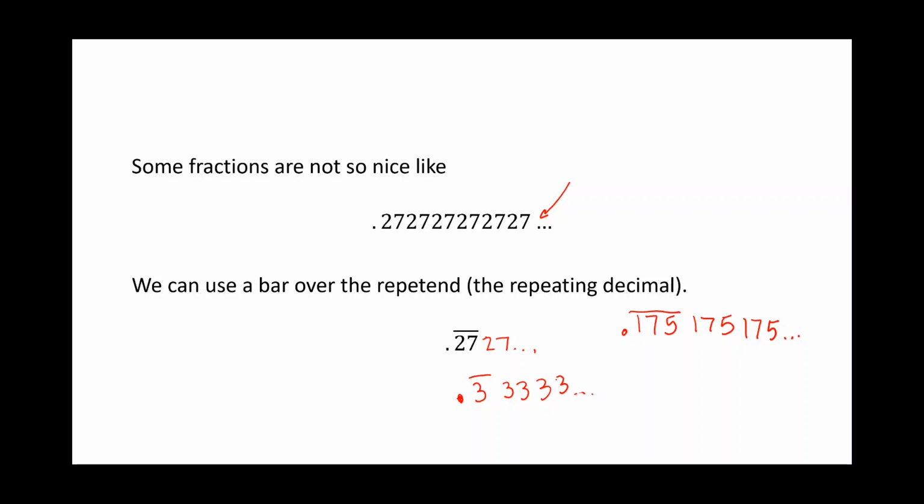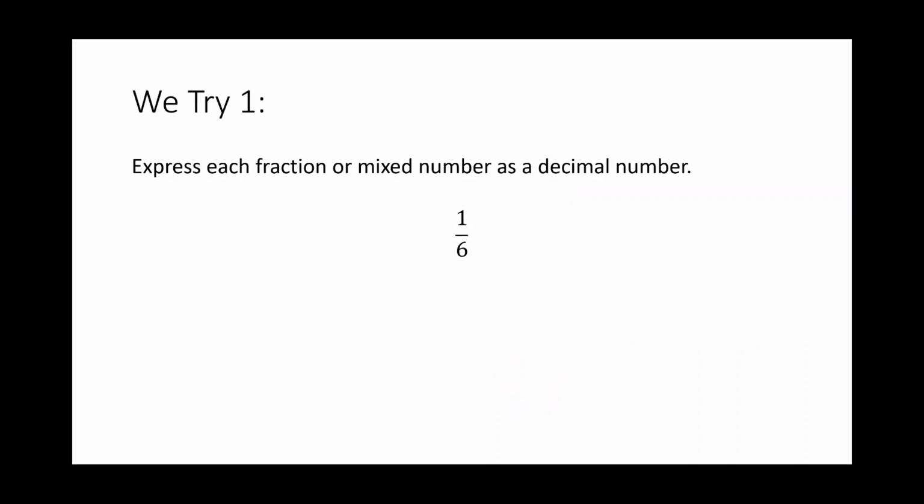There we go. So let's try expressing each fraction or mixed number as a decimal number. I'm dividing by 6 so it goes on the outside. 1 is on the top so it goes on the inside. And then I'm going to put in some extra zeros. 6 goes into 10 one time. 1 times 6 is 6. I'm going to have 4 left over.